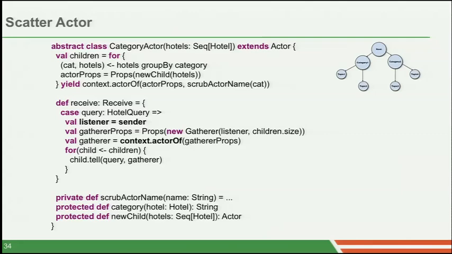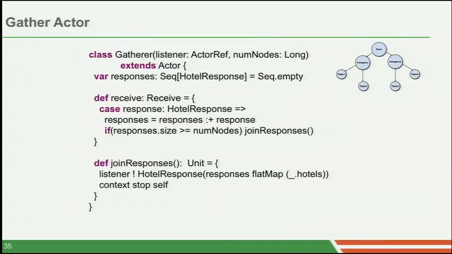So one thing to remember, sender changes per message though, okay? Every time you're processing a new message, the value of sender will be whoever sent that message. So we are keeping a reference to that so that we can remember to send a reply back. So the category actor is the scatter, okay? The gatherer is here. I keep track of my responses in a variable, okay?